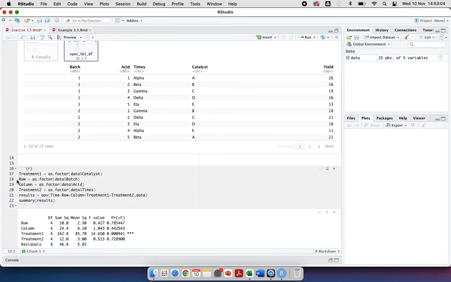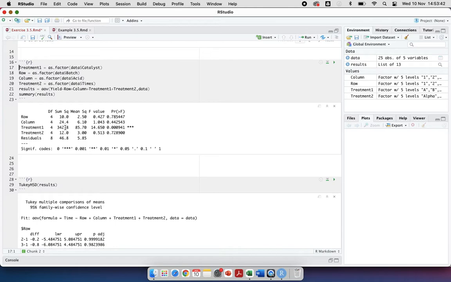So kita pun masukkan dalam nak buat ANOVA. Treatment 1 adalah kita punya catalyst, which is the Latin. And then row kita punya nuisance factor pertama batch. Column acid, nuisance factor kedua. Treatment 2 adalah times kita punya grade. Okay, result kat sini adalah yield. Okay, respon kita adalah yield. Okay, row, column, treatment 1, treatment 2, data. And then you run.